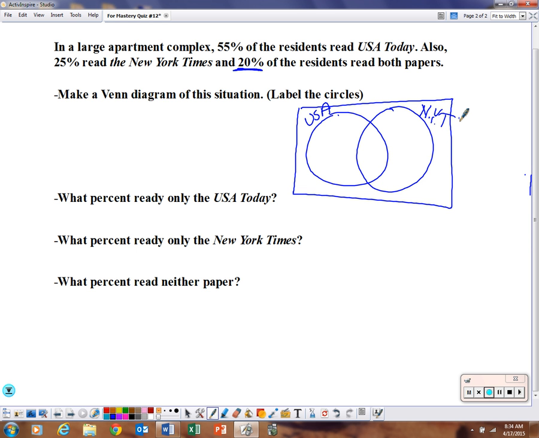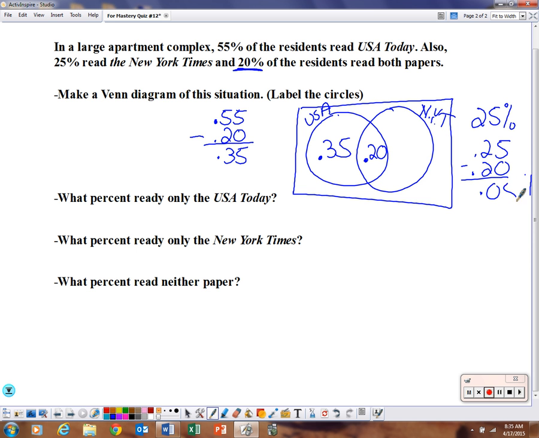Now, remember, when you do this, you always start in the middle. Okay, 20% or 0.20 read both. Okay, the USA Today, 55% or 0.55 read the USA Today. But we already have 0.20 in that circle. So remember, we have to take that away, which leaves 0.35 for the remaining part of the circle. And then the New York Times, again, 25% read the New York Times, or 0.25, and we already have 0.2 in there. Take that away, so we're left with 0.05.